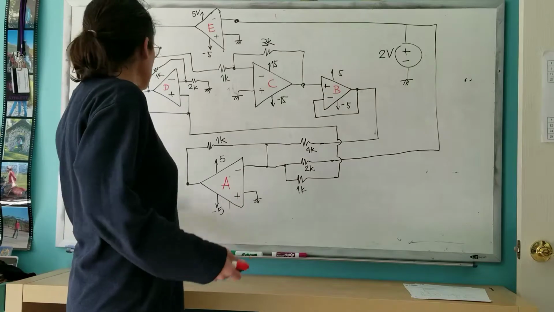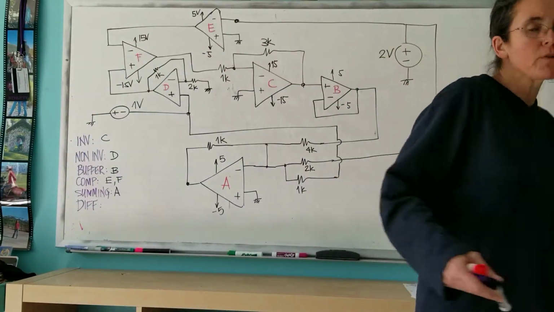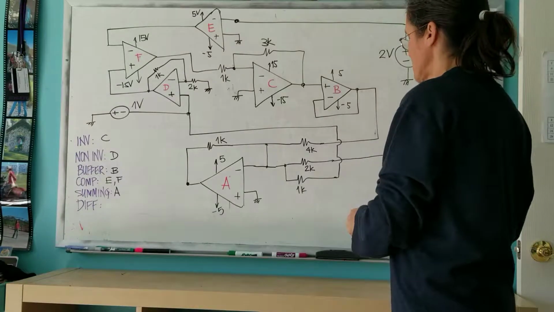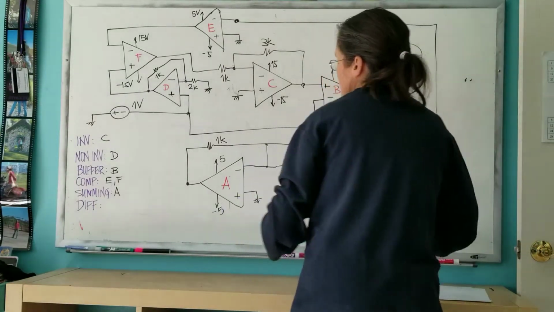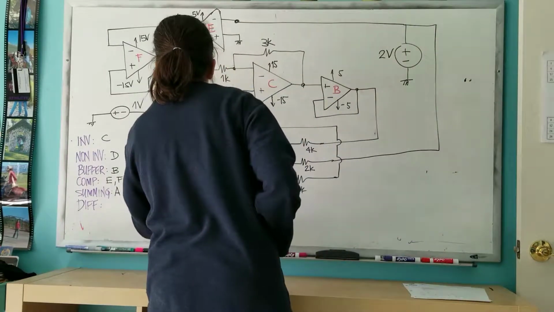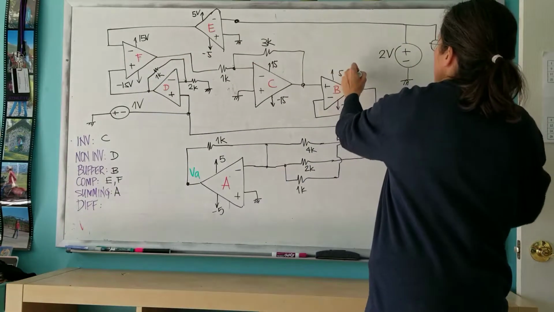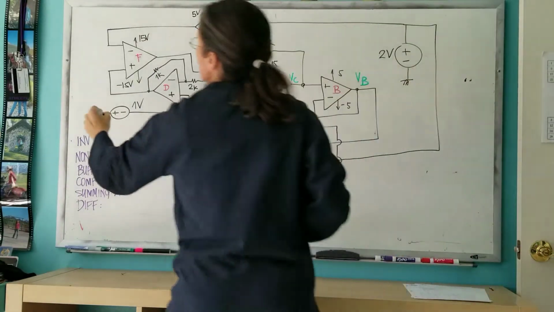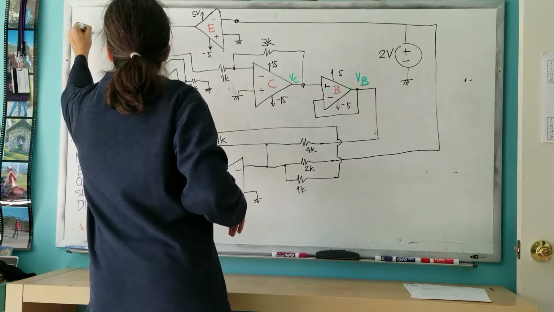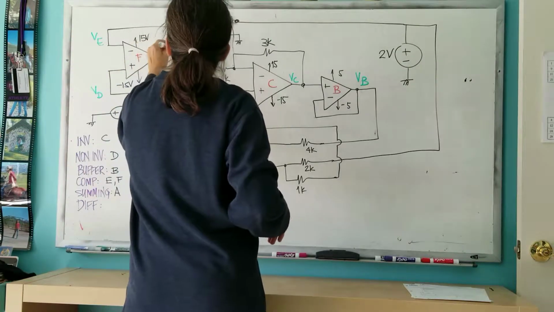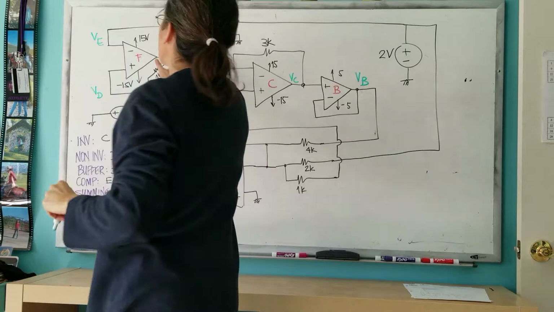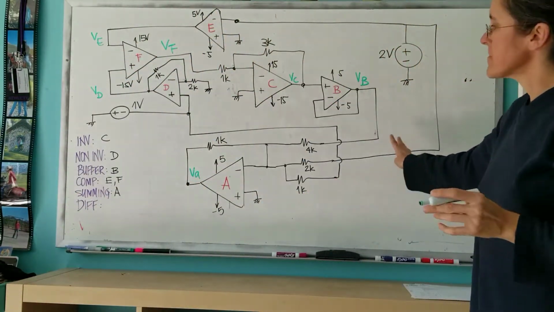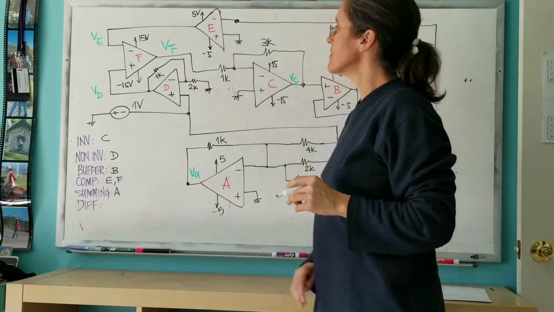Second part of this question will be, what is the output voltage of each one of these? So to make it simpler, the output of A, for example, is VA, and then VB, VC, VD, VE, and VF. Now, the output of F is not the output of the circuit. The output of the circuit is possibly this one, VA.